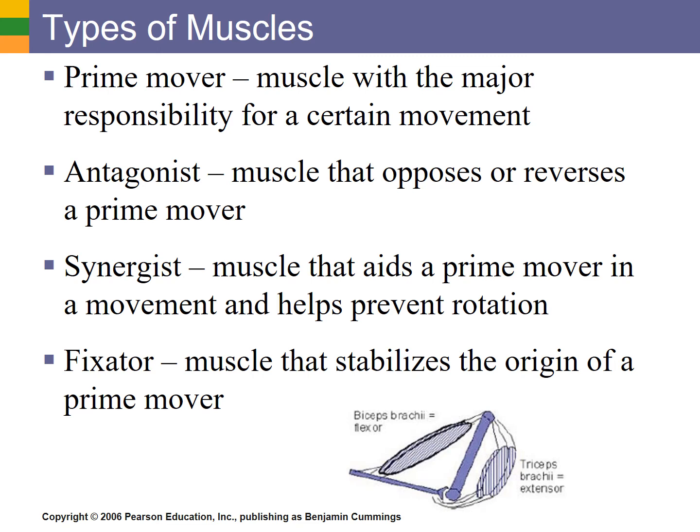An antagonist is the muscle that opposes or reverses the prime mover. If the triceps is responsible for extending the elbow or straightening the elbow, then the muscle that's primarily responsible for bending the elbow would be the antagonist of extending the elbow. And that antagonist would be the brachialis muscle. The brachialis muscle is the prime mover for bending the elbow or flexing the elbow. Therefore, it's the antagonist of extending the elbow.